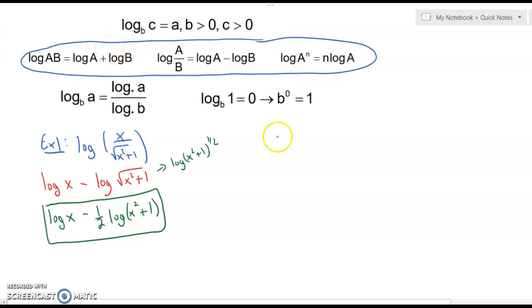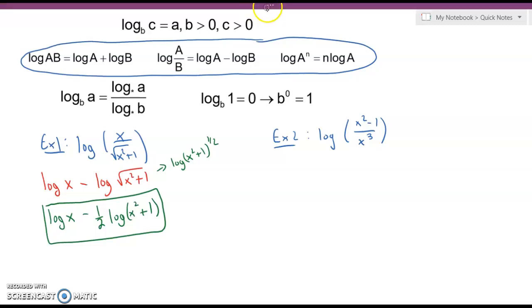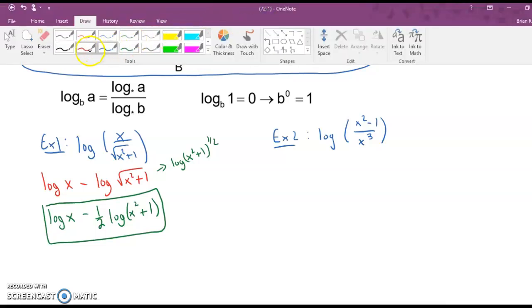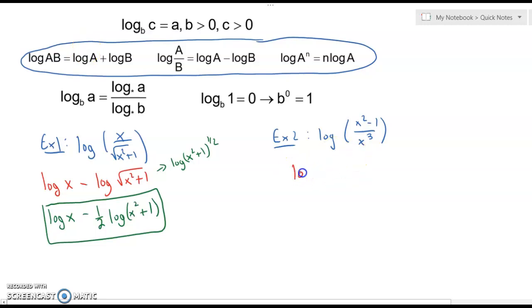So what if we change this up a little bit? If I do example 2, we have log of x squared minus 1 divided by x to the third. There's a lot of different approaches we can take. One is start dividing all that stuff out. But I think what I want to do first is just separate it out like we normally would. So using our subtraction property, it's going to give us log of x squared minus 1 minus log of x to the third.